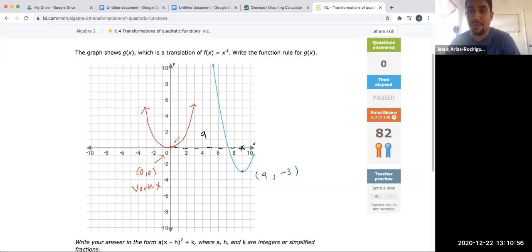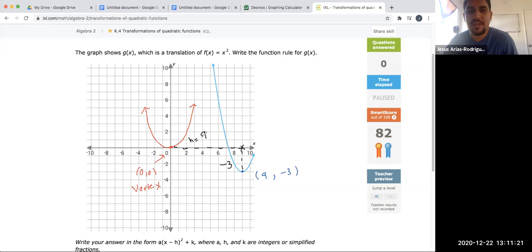So I have to drag this point, this vertex, from the origin 9 units to the right-hand side across the x-axis, and then from here I would have to go down 3 units. Okay, and because I'm going down, that represents a negative quantity. So that would be -3. And those, ladies and gentlemen, represent the values of h and k.